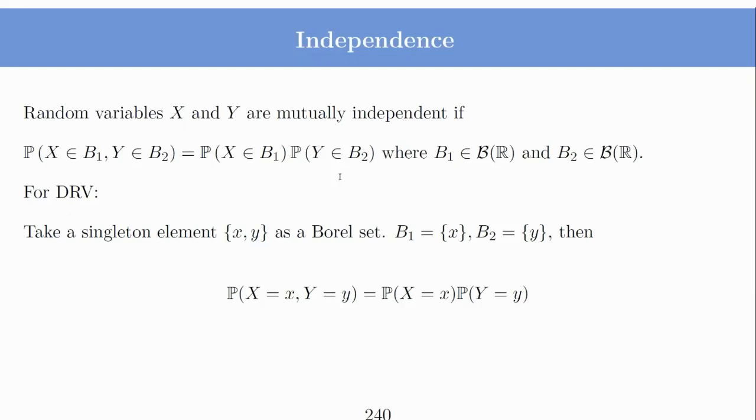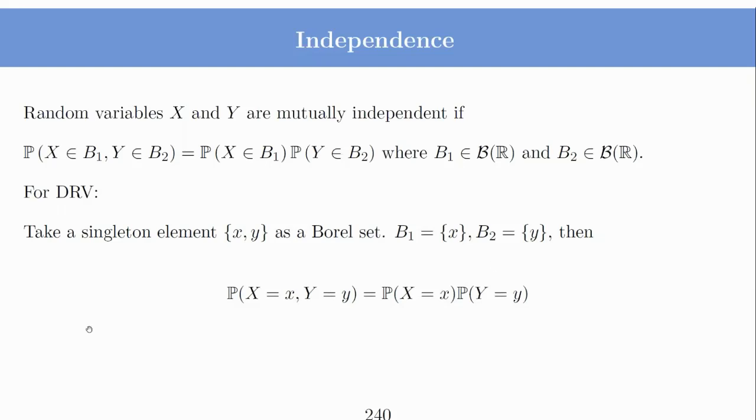This is true. For discrete random variables, you can also take singleton sets. So let's take B1 consisting of only one element x and B2 equal to only the value y. Then this is equivalent to saying that the probability that X takes value x and Y takes value y is equal to the probability that X is x times the probability that Y is y. And if you can show this for every possible x and y, then you can prove that for any Borel set containing some range of values, this condition will also be true.